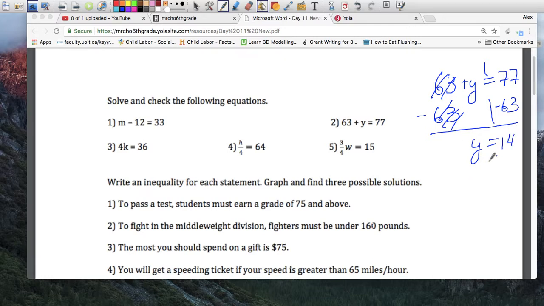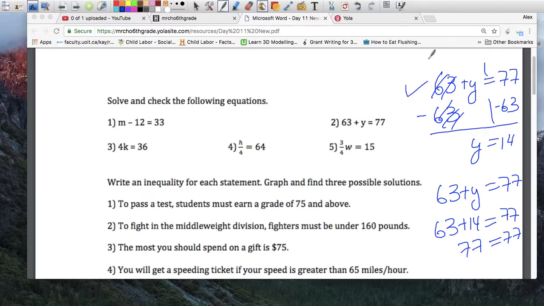So let's see if the value 14 makes our equation true. 63 plus y equals 77. I'm going to replace that y with 14, to see if it equals 77. So 63 plus 14 equals 77? Let's see, 3 plus 4 is 7, and 6 plus 1 is 7. So that is true. 3.